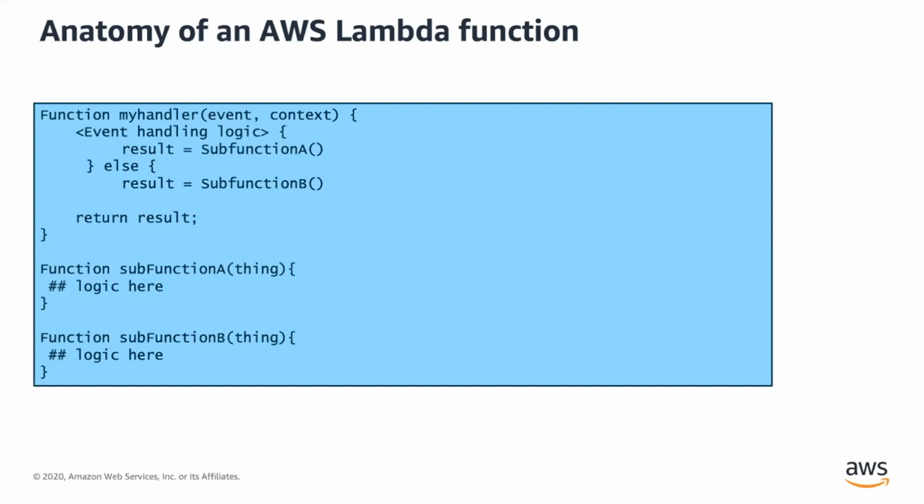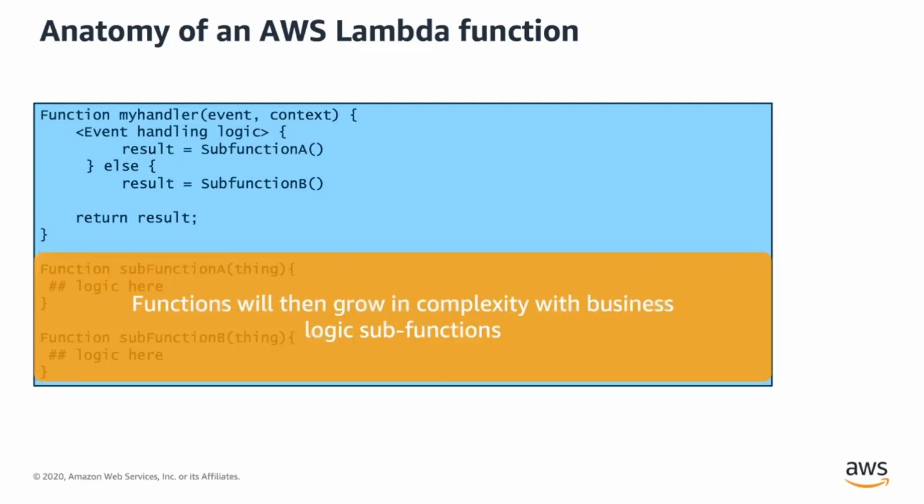So again, that's very similar to a traditional application, in that you don't want to put everything inside one big function. Lambda functions will grow in complexity as your business logic grows. Again, very similar to legacy applications. So you could potentially have dozens of sub-functions split across multiple files.